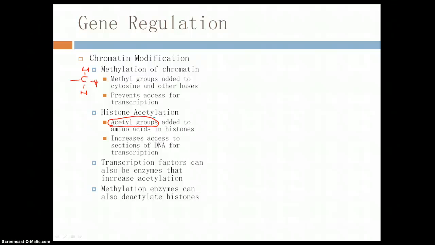Interestingly enough, the transcription factors that are required to allow the process to begin tend to increase the process of acetylation. And enzymes that methylate DNA also tend to deacetylate histones. So you've got these enzymes that sort of stop the process, make it slower, and these enzymes that speed it up and make it quicker. And they all tend to work together.